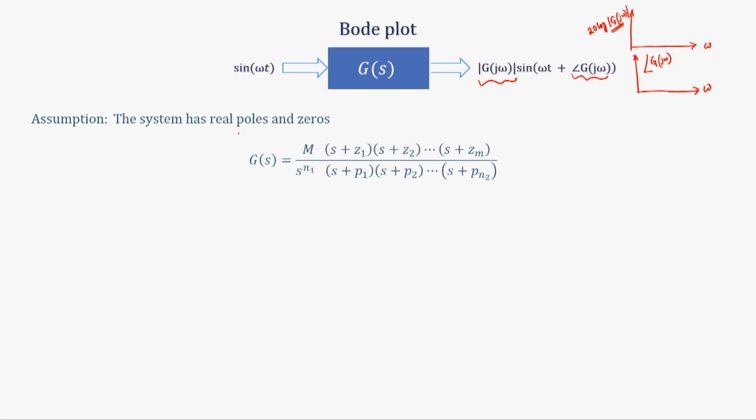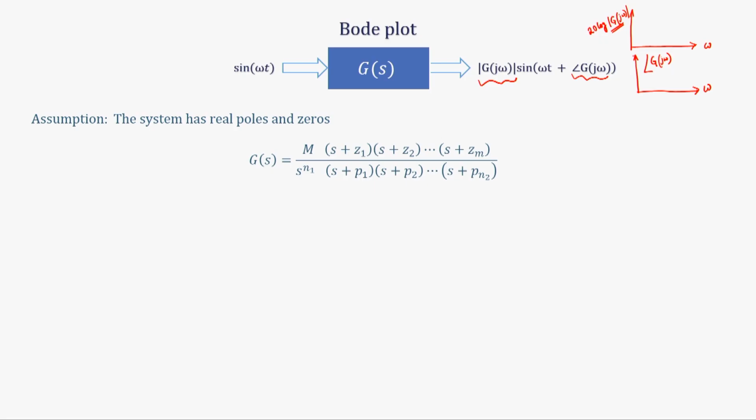So, if it has real poles and zeros, the general form of the transfer function would look something like this. Here z1, z2, zm are all real numbers, p1, p2 to pn2 are real numbers. Here n1 can be a negative integer or a positive integer. If it is a negative integer, then the s to the power n1 term is in the numerator, and if it is a positive integer, it is in the denominator.